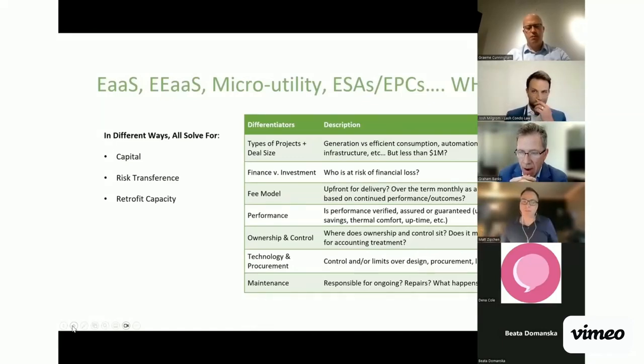Somebody asked about EV chargers. It's not really an efficiency program, but there are efficiency benefits. We can talk about that in the questions.